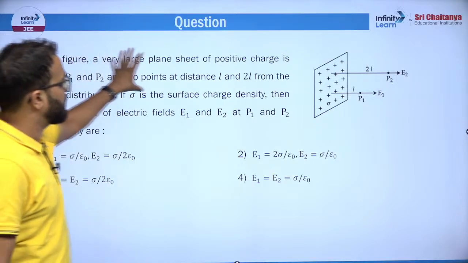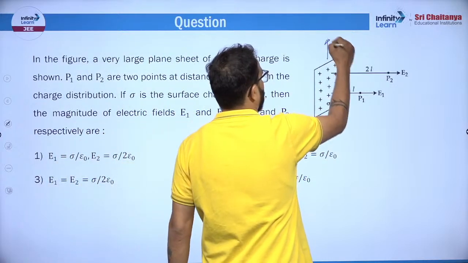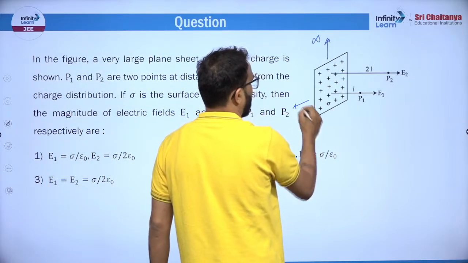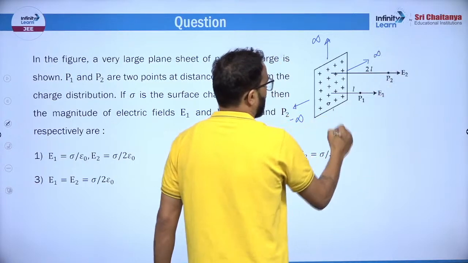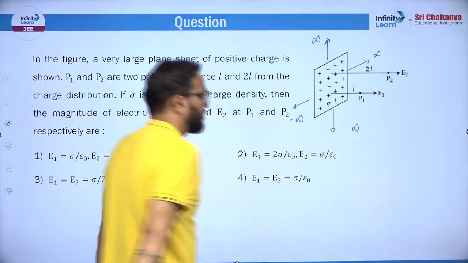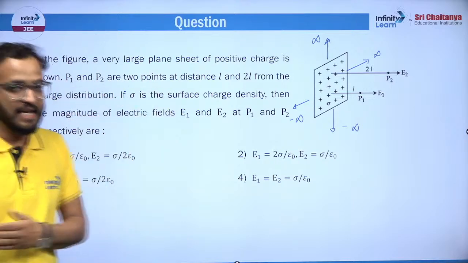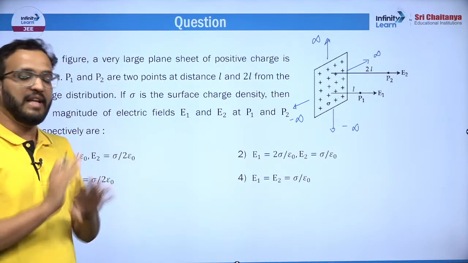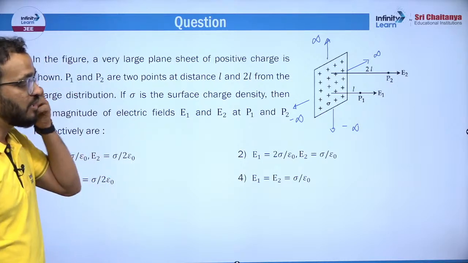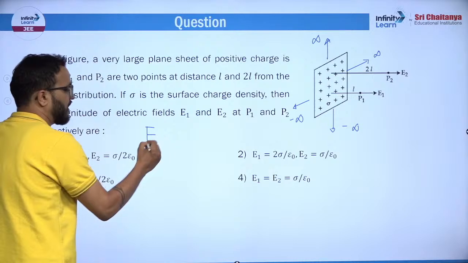A very large plane sheet of positive charge. This is a very large, बोले तो infinitely large, या हम बोल सकते हैं कि हम प्लेट के बहुत ज़्यादा दूर नहीं जा रहे हैं, हम प्लेट से बहुत पास में हैं। सो इन्फिनिटली लार्ज प्लेट है और इसमें 2 पॉइंट्स लिए, एक l डिस्टेंस पर, एक 2l डिस्टेंस पर, एंड व्हाट दे आर आस्किंग हियर, अ वेरी सिंपल क्वेश्चन, व्हाट इज द रिलेशनशिप बिटवीन दीज टू इलेक्ट्रिक फील्ड्स। ऑब्वियसली व्हाट इज द फॉर्मूला फॉर इलेक्ट्रिक फील्ड फ्रॉम एन इन्फिनिटली लार्ज शीट?